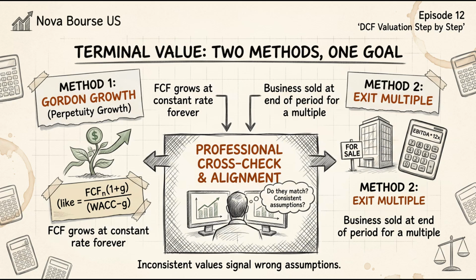The first is the Gordon growth model, or perpetuity growth, which assumes cash flows grow at a constant rate forever. The second is the exit multiple method, which assumes the business is sold at the end of our forecast for a multiple of EBITDA or revenue. Professional analysts always calculate both to cross-check their work. If these two methods produce wildly different results, it means your assumptions are inconsistent and you need to adjust them.